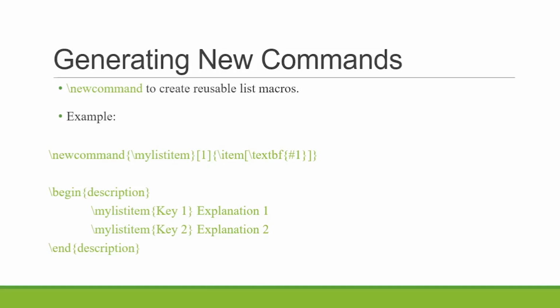Now within the description environment, you can use this macro to define labeled items: \begin in curly brackets description, \mylistitem, then key 1 inside the curly brackets followed by explanation 1, then \mylistitem followed by key 2 inside curly brackets followed by the explanation 2. Finally, \end in curly brackets description. When compiled, this will generate a labeled list where each key is bolded and its explanation follows.